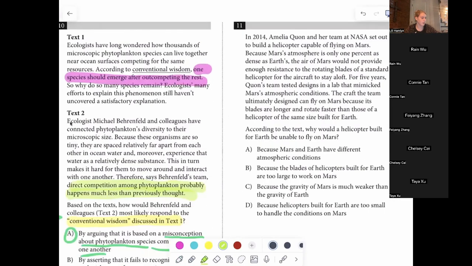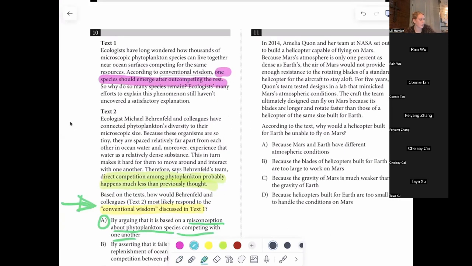All right, great. Sometimes the questions are quite direct, like why would a helicopter built on Earth be unable to fly on Mars? Let's have a look. In 2014, Amelia Kuhn and her team at NASA set out to build a helicopter capable of flying on Mars. Because Mars's atmosphere is only 1% as dense as Earth's, the air of Mars would not provide enough resistance to the rotating blades of a standard helicopter for the aircraft to stay aloft. For 5 years, the team tested designs in a lab that mimicked Mars's conditions, and the craft the team ultimately designed can fly on Mars because its blades are longer and rotate faster. So why couldn't it be built on Mars?